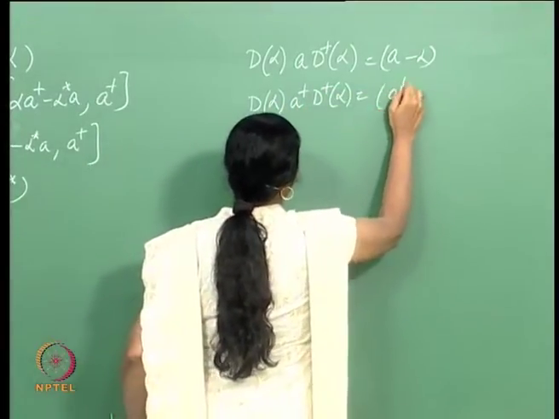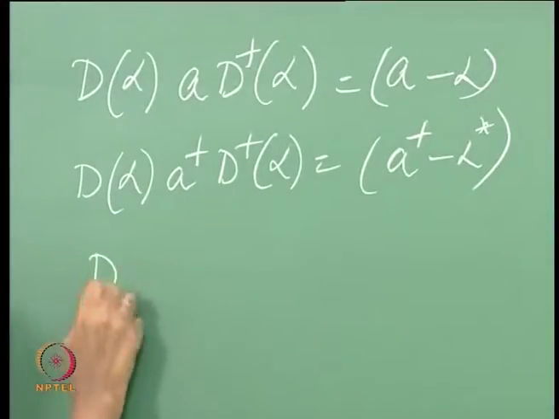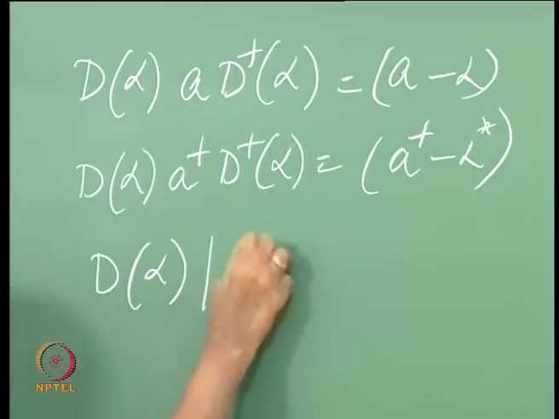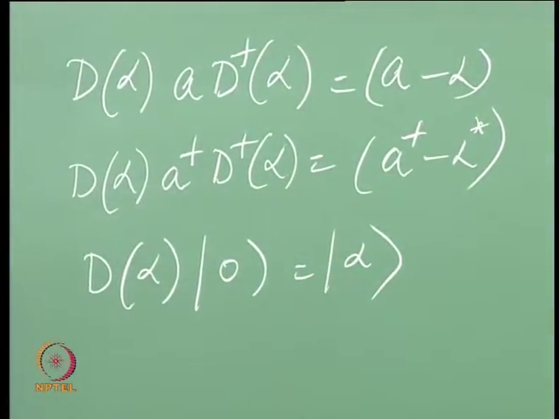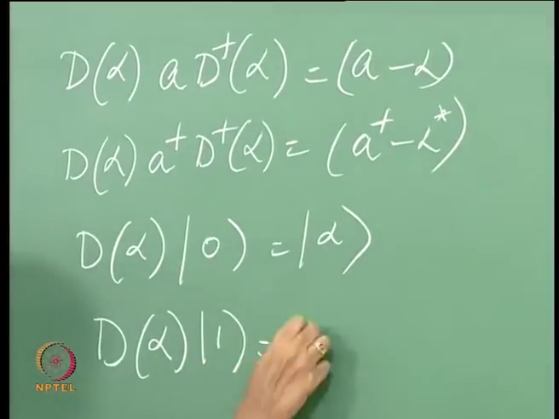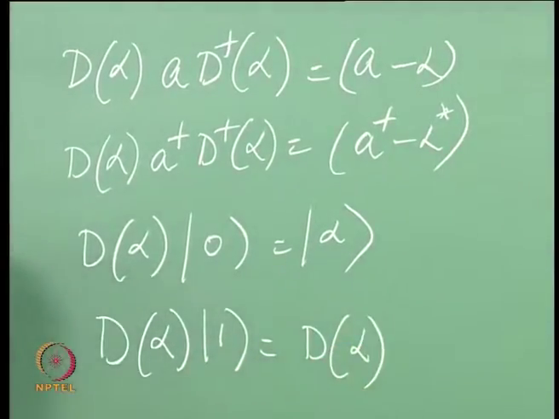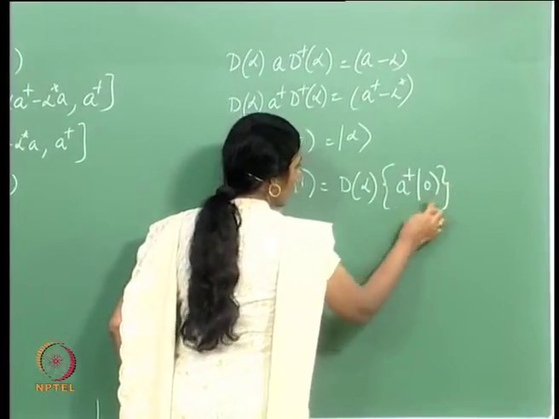Is A dagger minus alpha star out here, and D of alpha on ket 0 is ket alpha. What is D of alpha on ket 1? This is simply D of alpha, but ket 1 is A dagger ket 0, so I put that here.